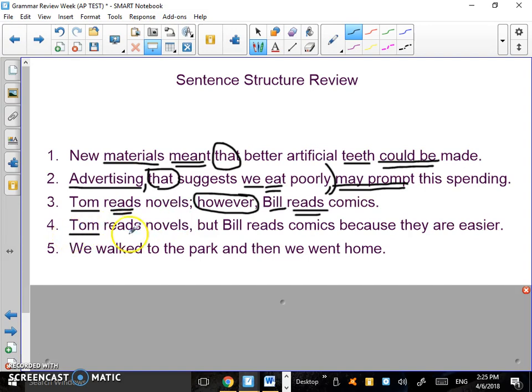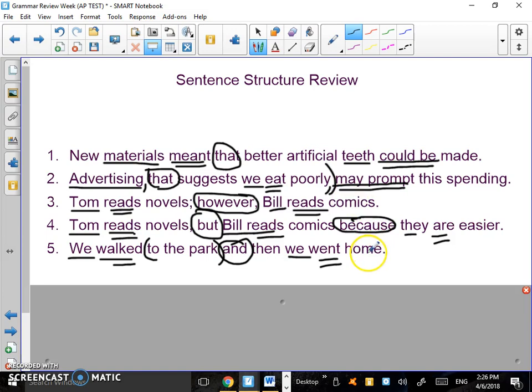Okay, next: Tom reads novels, Bill reads comics, because they are. So we have an independent clause because we have a FANBOYS conjunction here, and then we have a subordinating conjunction here. So this one makes it a compound complex. Okay, next one: we walked to the park, and we went home. To the park is a prepositional phrase, and is our coordinating conjunction. So this one is compound. So you have complex, complex, compound, compound complex, and compound.